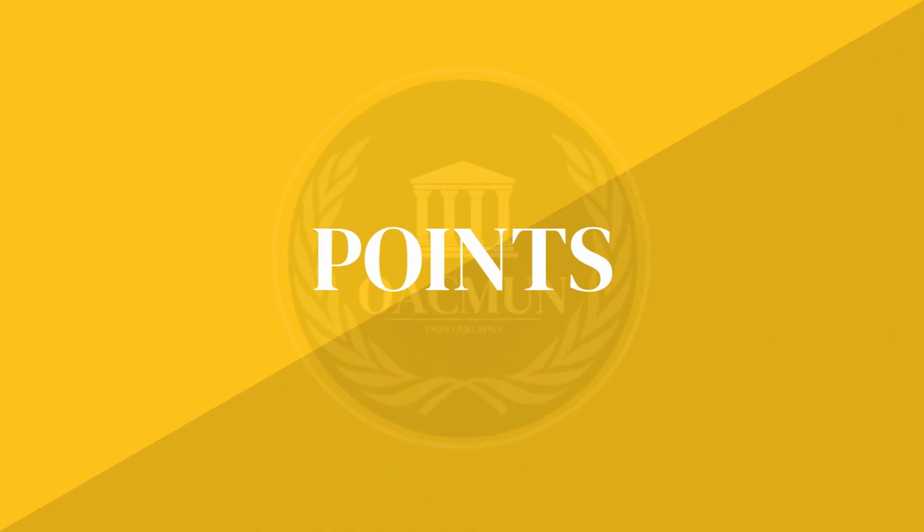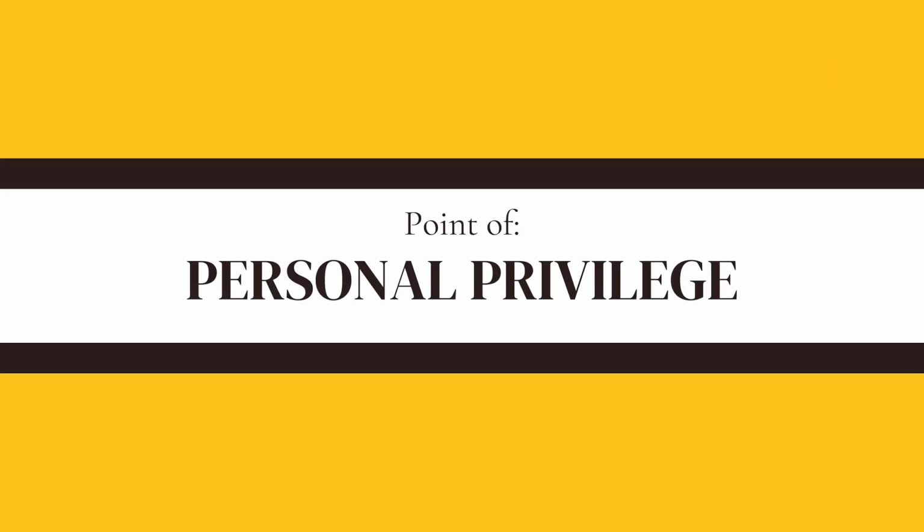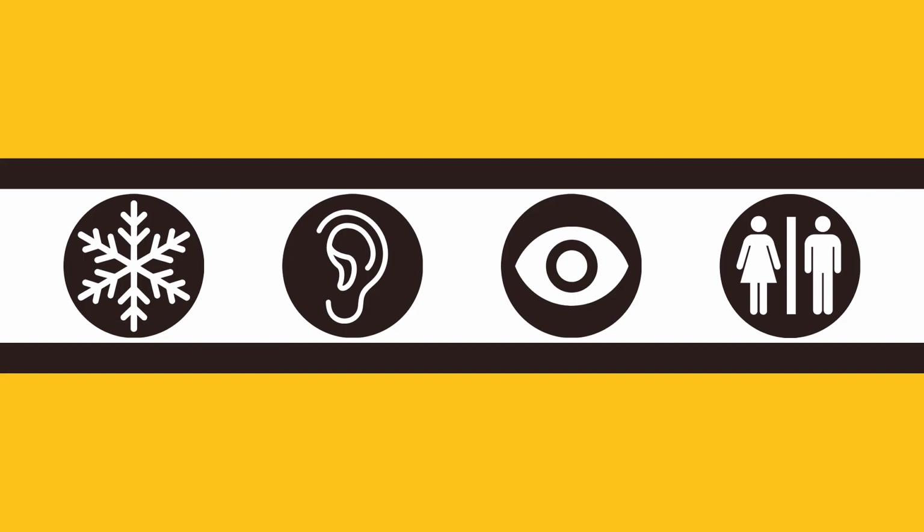Next up, we have points. The most commonly used point is the point of personal privilege. The reason for raising this point is any discomfort or impairment the delegate may personally have. Some examples are uncomfortable temperature in the room, they wish a delegate would speak louder, they may not be able to see something on the board, or they need to be excused. This is the only point which may interrupt the speaker.